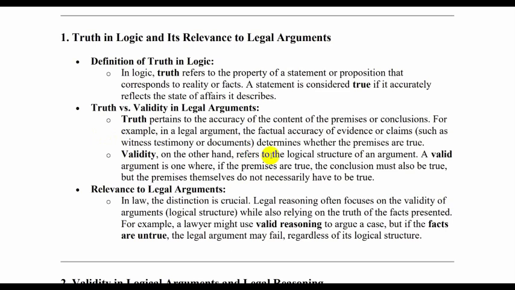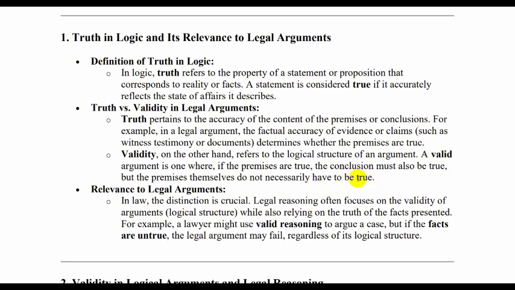Validity, on the other hand, refers to the logical structure of an argument. So, validity has nothing to do with the content of the argument. Rather, validity is concerned with the logical structure or the logical form of an argument. A valid argument is one where if the premises are true, the conclusion must also be true. But the premises themselves do not necessarily have to be true. This is very important to understand.